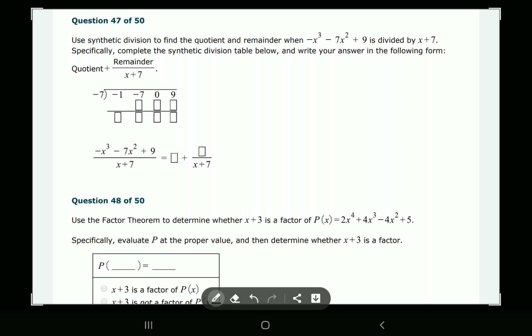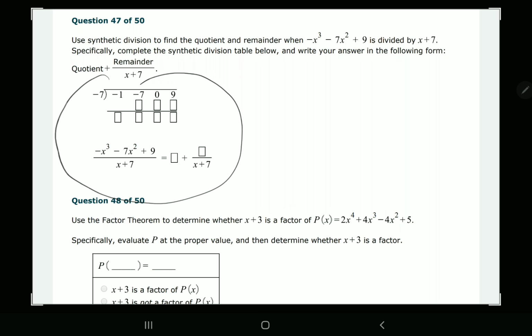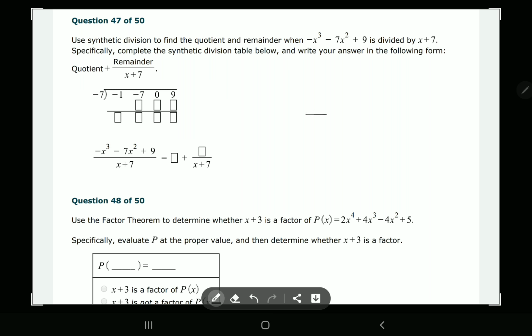Okay, whenever you're using synthetic division, I want to explain the steps and why these numbers are here the way they are. So, once again, we have a dividend and a divisor. Your dividend is negative x to the third minus 7x squared plus 9, and we denote it in this case by f of x. And x plus 7 is our divisor, which is d of x.